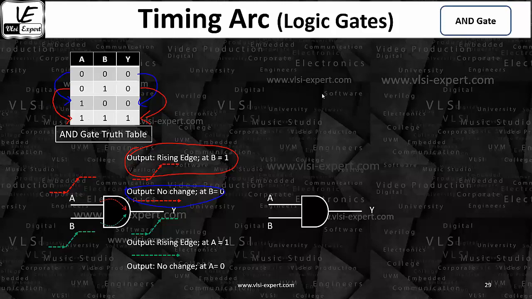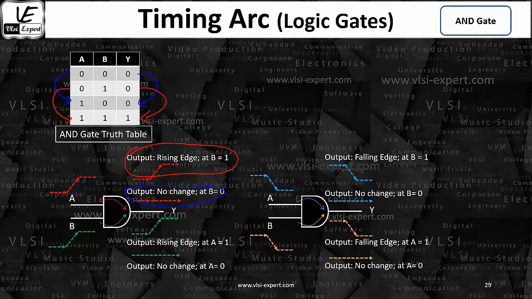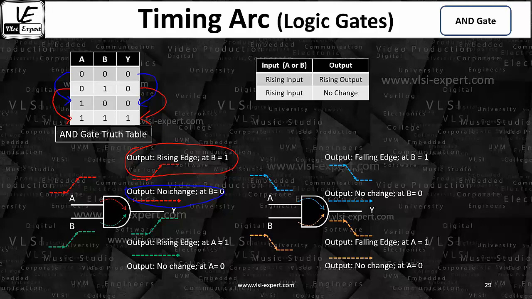So I can write it this way also: if we apply the falling edge at A, it will pass through the arc and give you the falling edge at Y, or the constant output. Similarly on B, if I give the falling edge, it will give me a falling edge or the constant output. Whatever the pictorial view in the form of the waveform that I just presented, I have captured the same thing in the table also.